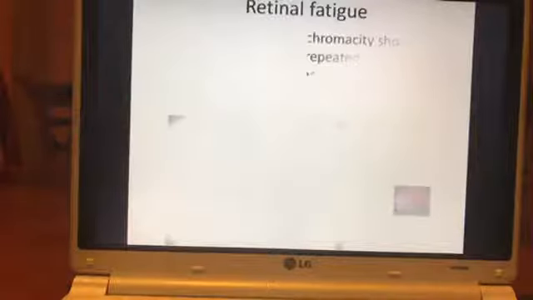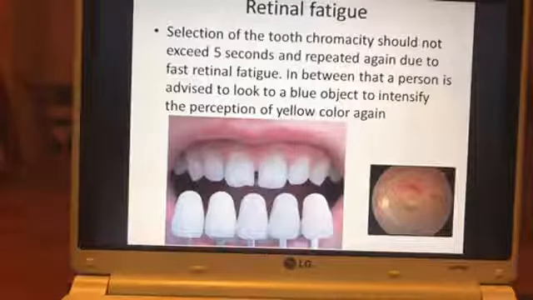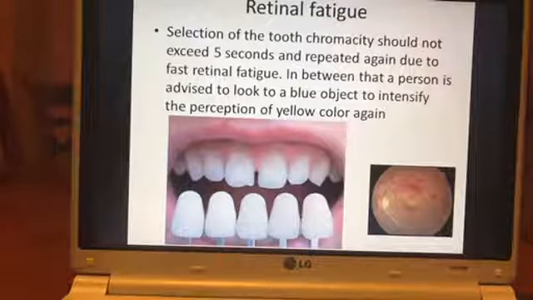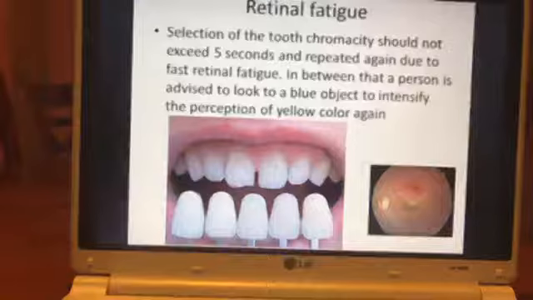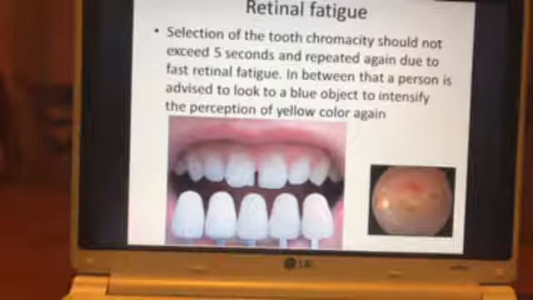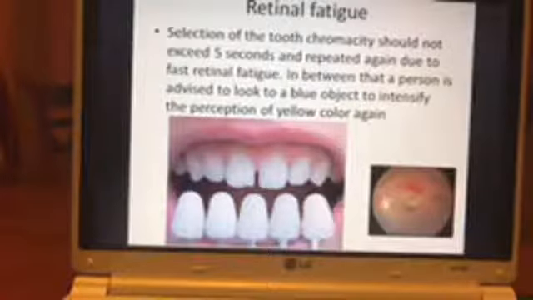The retinal fatigue. Always limit your color selection to 5 seconds only. Why 5 seconds? Maybe some people will not really agree with that, because in some books, some authors write 15 seconds. But 15 seconds is too much, because the retinal fatigue happens very fast.